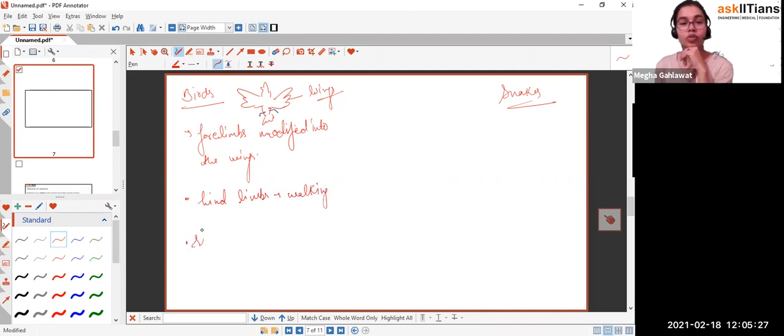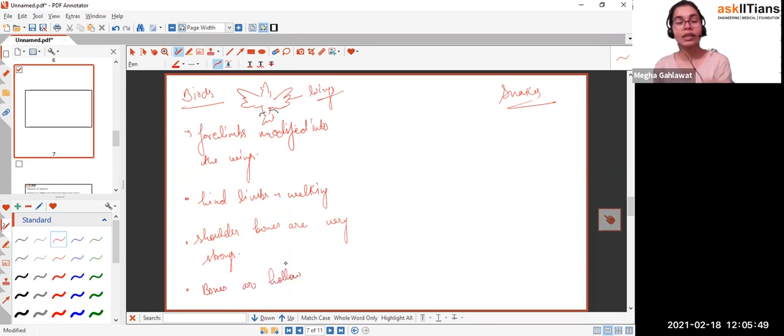Okay, and shoulder bones are very, very strong. That is why they can flap their wings. And hind limbs are there for the walking, right? Also, the bones are hollow, as in they do not have anything. They are empty on the inside. They're like hollow pipes, and lightweight, which helps in reducing the weight and having a higher flight for the birds. Next thing that we are going to talk about is the snakes.